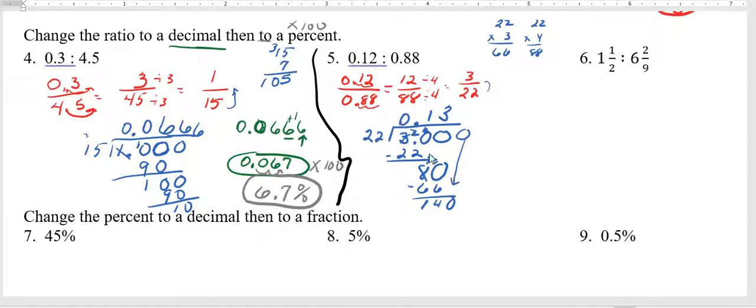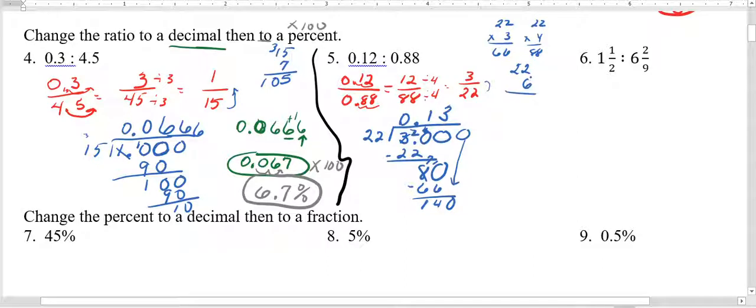Okay, so then I have to look and see what 22 times what gives me something close to 140. Well, 22 times 7 gives me 154. Let's try 6. 6 times 2 is 12. Carry my 1. 6 times 2 is 12, and 1 is 13. So I get 132.